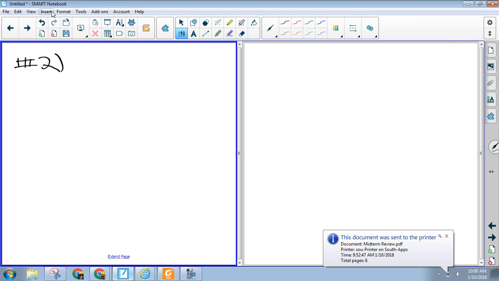So 8.1, number 2. Okay, so here's what we know. We know that the mass of our particle is 0.2 kilograms. The problem tells us that it's moving along the x-axis under the influence of a conservative force. Why is it so important that it's moving only under the influence of a conservative force? The total energy is going to be constant, right?